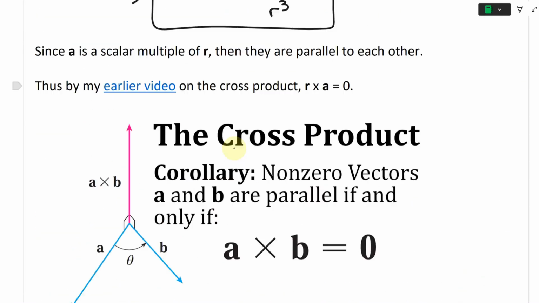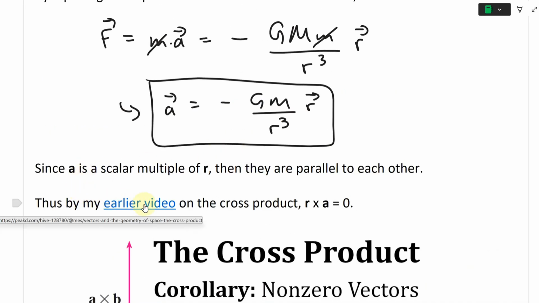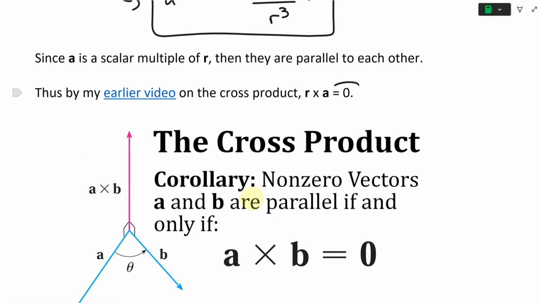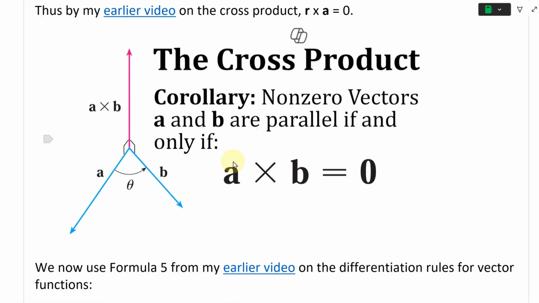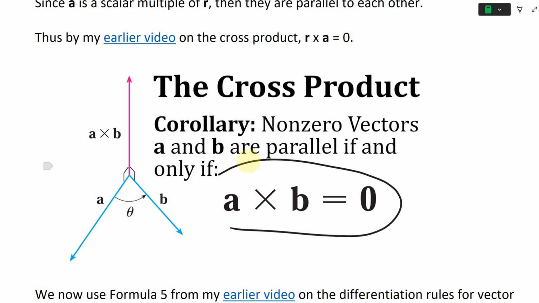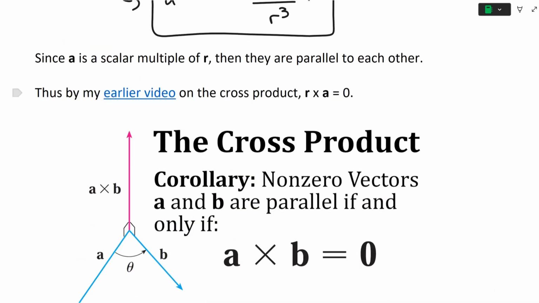Now going further, by my earlier video on the cross product, if you take the cross product of the position vector r and a, the acceleration, because they're parallel, the cross product is going to be equal to 0. Recall from earlier videos, linked there, and in the screenshot or the thumbnail, the cross product corollary: non-zero vectors a and b are parallel if and only if the cross product is equal to 0.